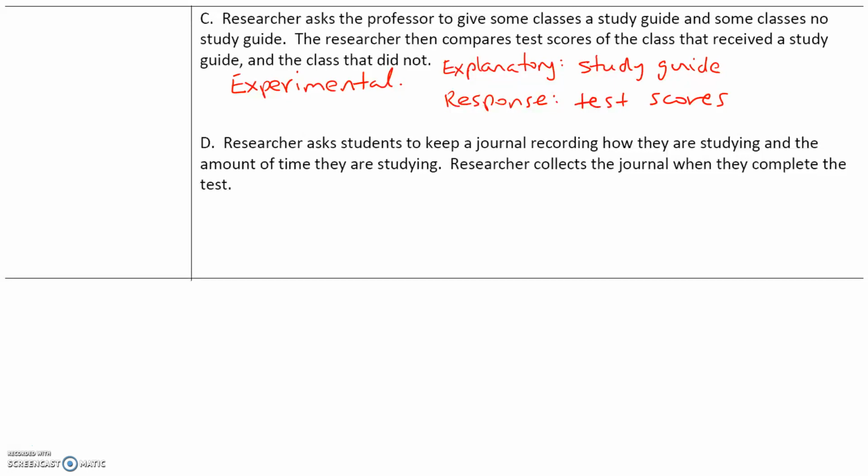Part D, the researcher asks students to keep a journal recording how they're studying and the amount of time they're studying. The researcher collects the journal when they complete the test. Okay, now this is an observational study because the researcher is not interfering. The researcher is simply asking students to keep a journal. So therefore, this is going to be an example of an observational study. And since students are recording the data in real time, this is a prospective study.